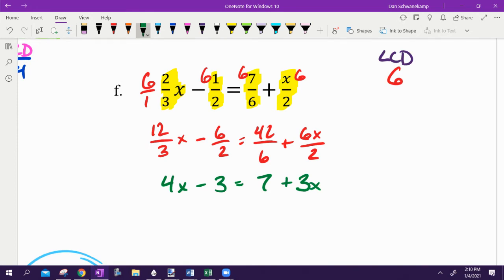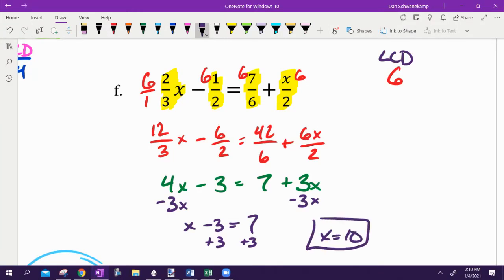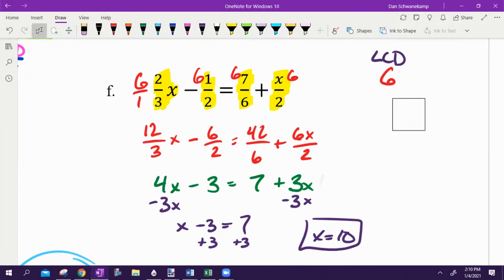Now that I've done it, no more fractions. Yay for us. Now it's just getting stuff on the same side. Here's a 3x, here's a 4x. So let's move them to the same side. I'm going to subtract 3x. x minus 3 equals 7. I want to get rid of that negative 3, so I'm going to add it over. x equals 10, done.